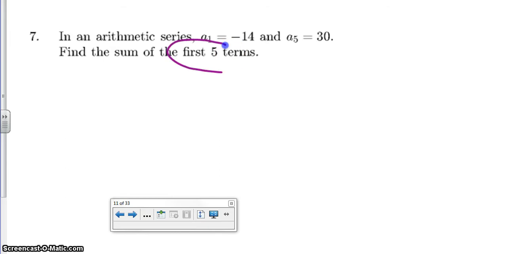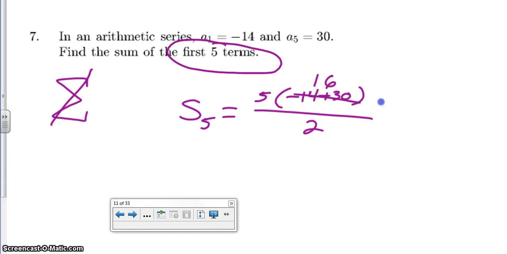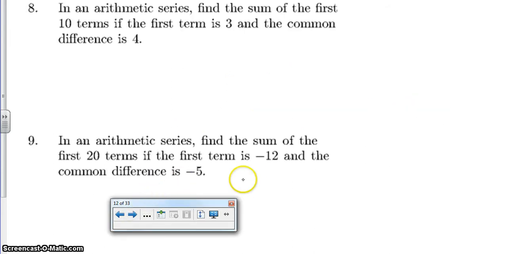Oh, Mrs. Rose, take a look. First 5 terms. I don't need to mess with summation notation, though I could if I wanted. Okay, so the series of 5 is equal to 5 times negative 14 plus 30 divided by 2. Okay, negative 14 and 30 is 16. Okay, and so 16 times 5 divided by 2 is going to be 40. All right, let's look at number 8.